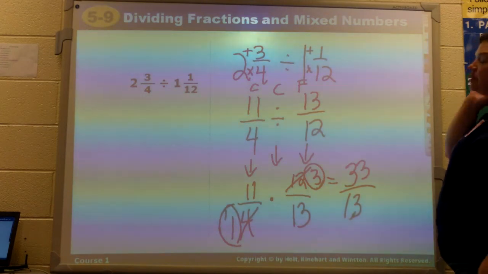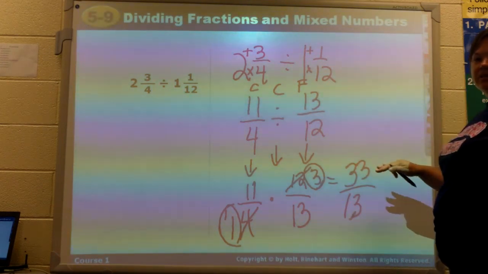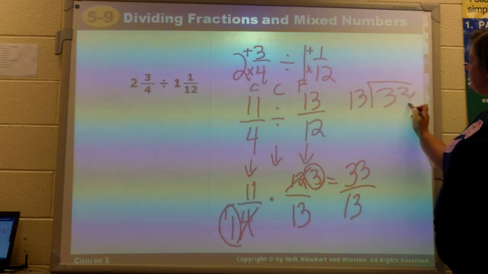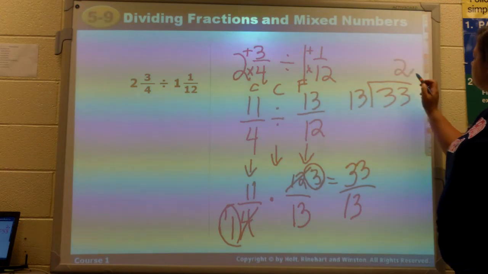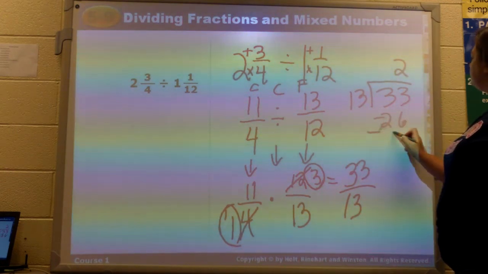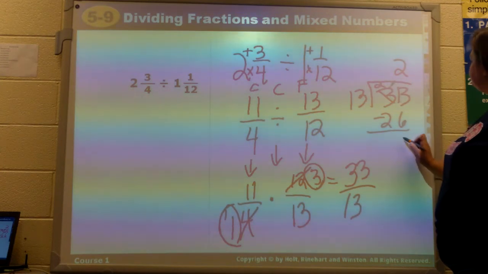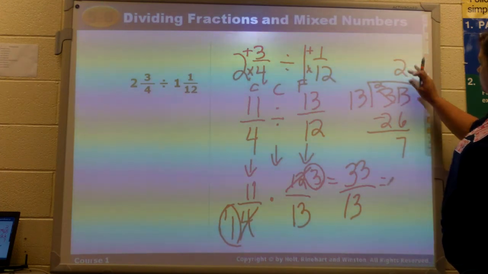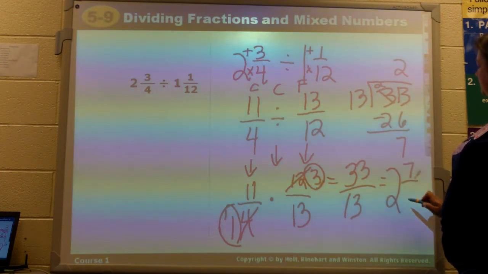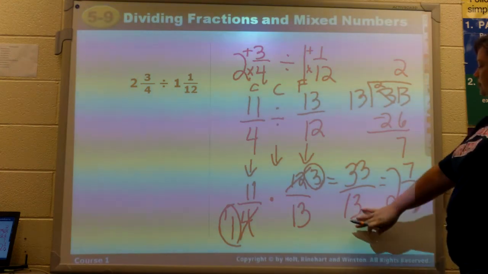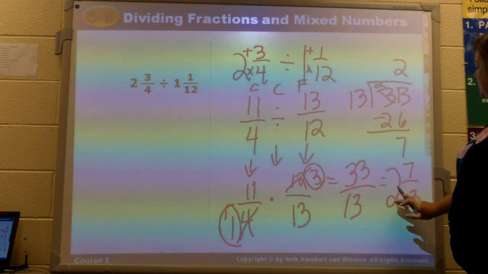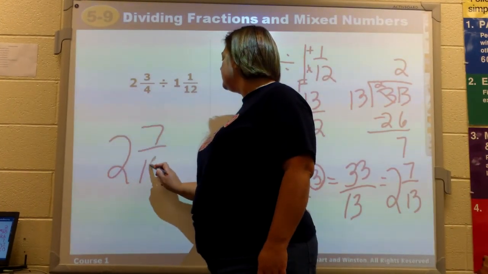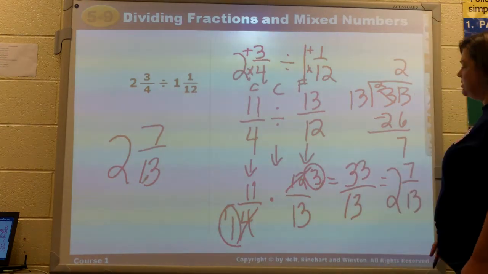So now from here, I'm going to make this a mixed number. I cannot leave this as an improper fraction as my answer. So I'm going to divide 13 into 33, goes 2 times. 7's left over, so my answer is 2 wholes with 7/13. 7's left over, 13's the denominator, that stays the same. So 2 and 7/13 can't be simplified, so my final answer is 2 and 7/13.